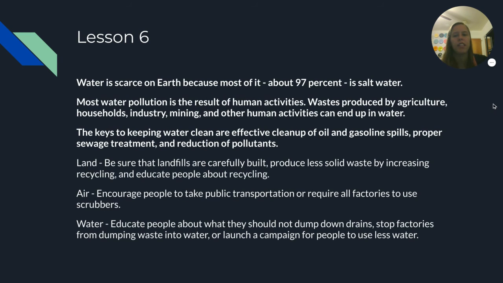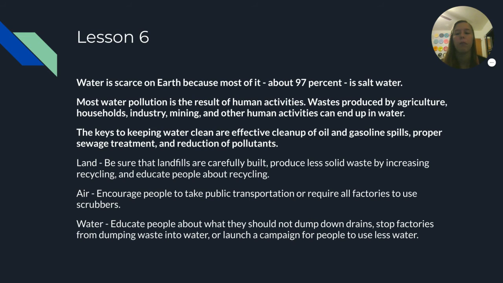And finally, lesson 6. Water is scarce on Earth because most of it, about 97%, is salt water. Most water pollution is the result of human activities. Wastes produced by agriculture, households, industry, mining, and other human activities can end up in water. The keys to keeping water clean are effective cleanup of oil and gasoline spills, proper sewage treatment, and reduction of pollutants.